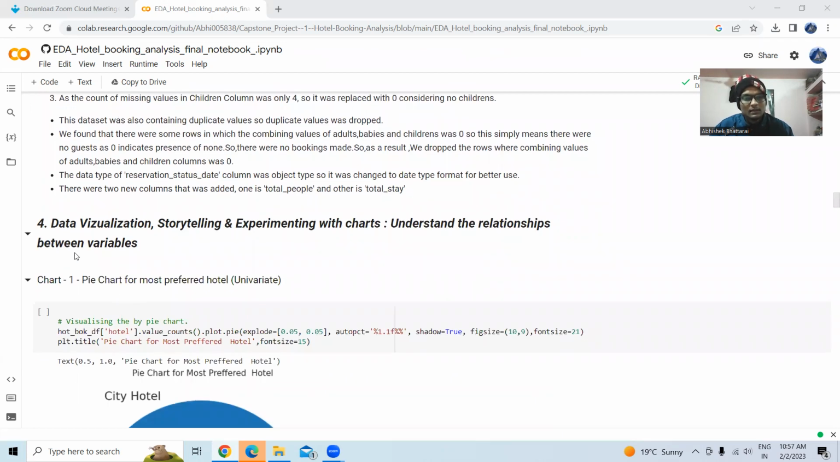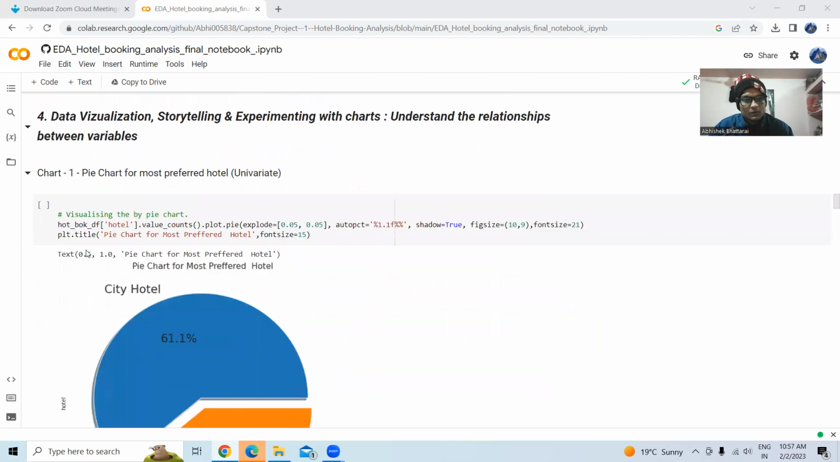So let's come to the data visualization part. Here our first chart belongs to the most preferred hotel. For this we have used a pie chart, and here we have followed the UVM rule: univariate, bivariate, and multivariate, because this rule should be followed for better data visualization. So our first chart follows the univariate rule. In UVM we first plotted the univariate graph.